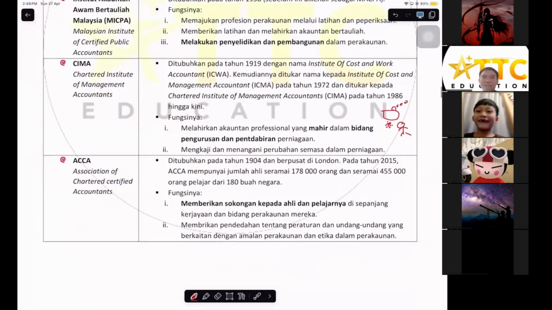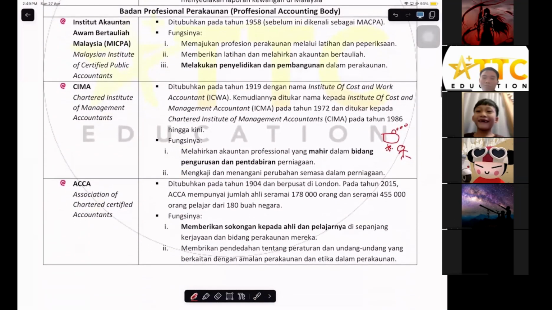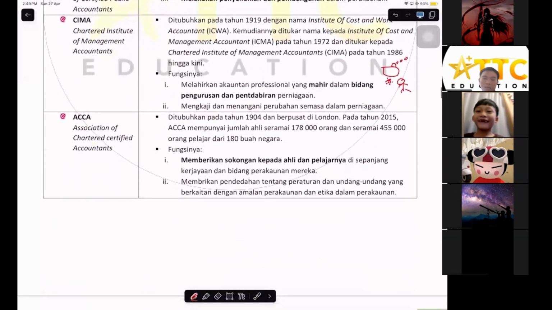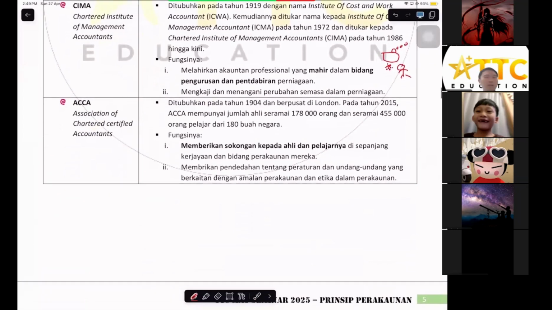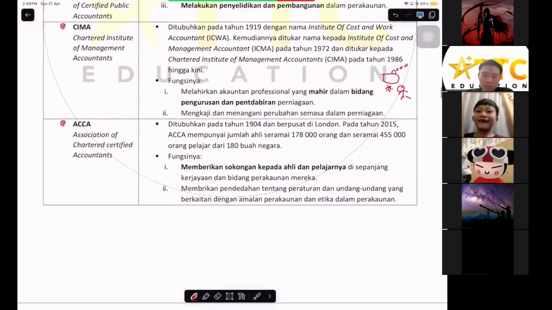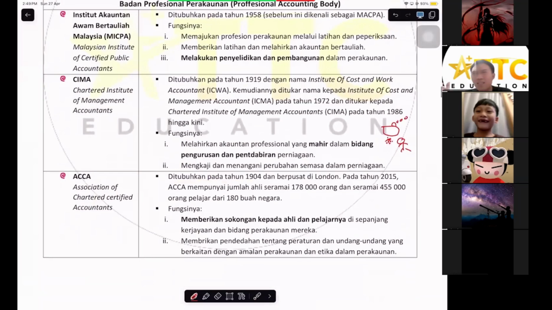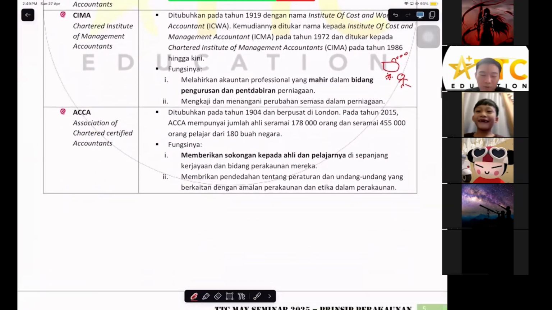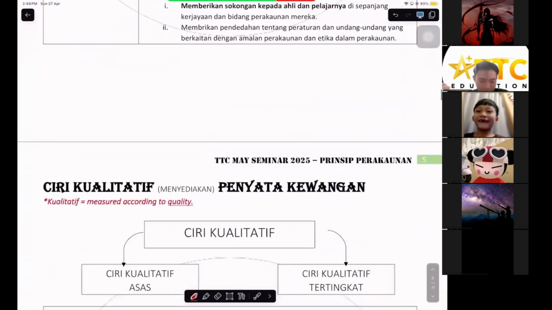Okay. ACCA basically also gives out exams, but here it is mainly about giving support. There's a lot, so you just touch and know a little bit here and there. Okay. Next topic. This is how we study accounts, like chapter 1.